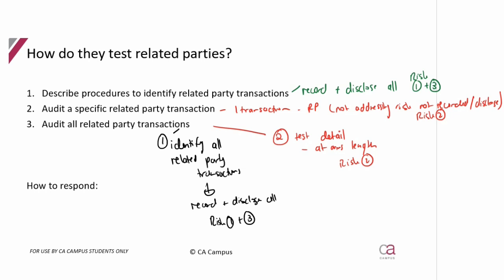Whereas 1 and 2 is only addressing one element of the risks. First one, just identify related party transactions. You are just trying to pick up all of them so you can ensure that they are all recorded and disclosed. And the second one, you are just auditing one transaction, so you are just going to test the detail that it's at arm's length. But when the two are combined, you need to identify all related party transactions and test them. You are addressing all three risks. The risks that the relationship is not disclosed and the transactions are not disclosed, and the transaction is not at arm's length. So how do we go about responding to the risks and ultimately answering these three types of questions we get asked?